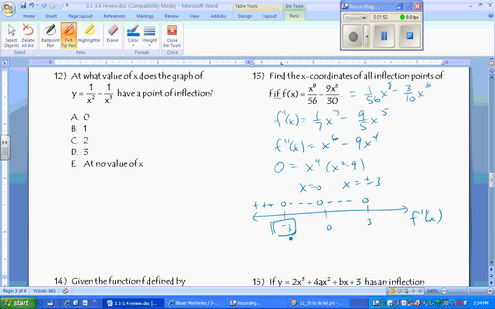We do have an inflection point at this point. Put 4 in, 4 to the 4th is positive. 4 squared, 16 minus 9. That's going to be positive times the positive is positive, so we have an inflection point here. So our inflection points are at x equals positive or negative 3.